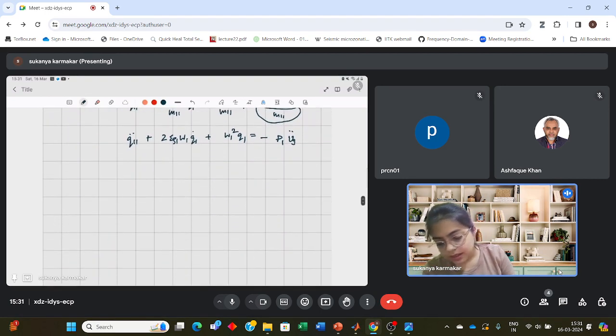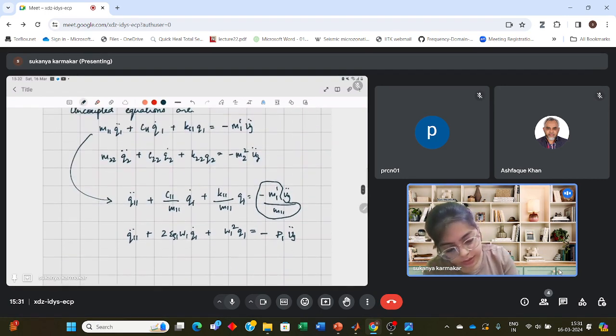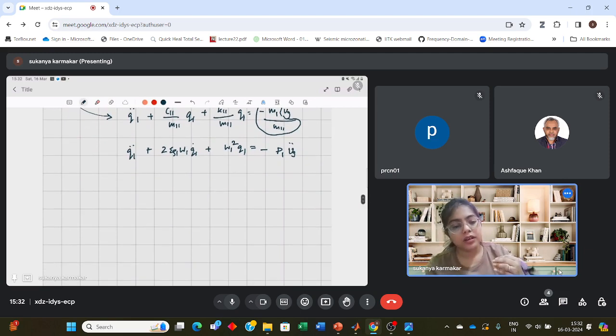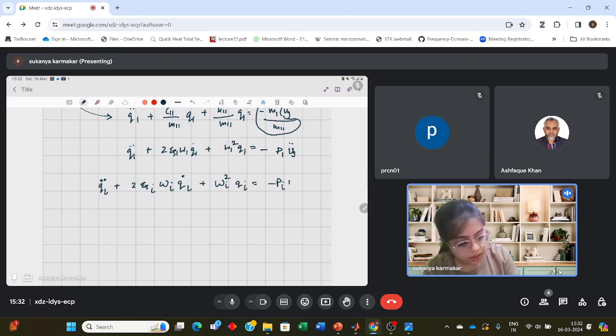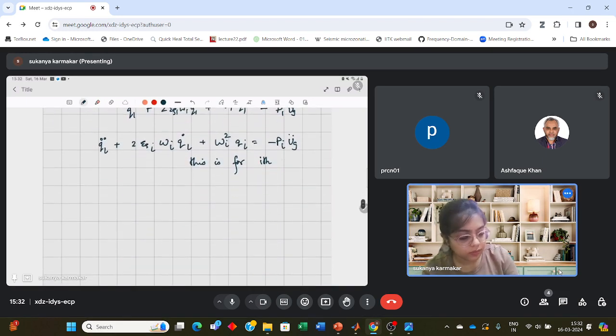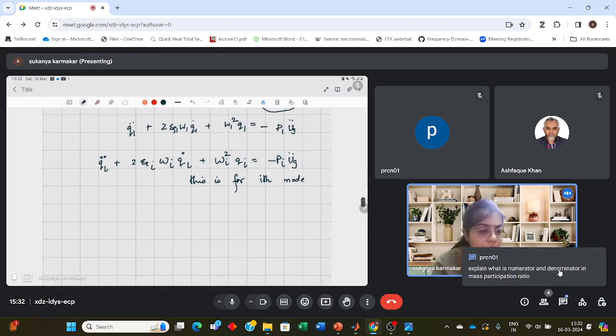So we can see that, okay, I should not have written Q11. This is Q1. Similarly, this is Q1. So basically, for let's say the ith mode, the equation is Qi double dot plus 2 zeta i omega i Qi dot plus omega i square Qi is equal to minus Pi Ug double dot. This is for the ith mode.